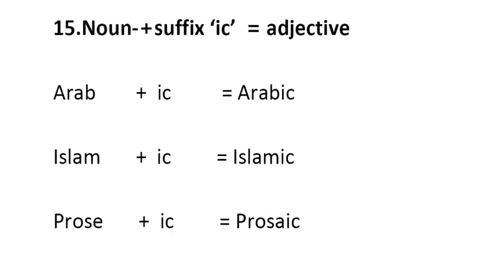Next, rule 15 says with noun you add suffix ic, then it becomes adjective. Like Arab, if you add suffix ic with this, then it becomes Arabic, Islam, Islamic, prose, prosaic. So rule 15 simply says suffix ic is to be added with noun and it becomes adjective. Arab, Arabic, Islam, Islamic, prose, prosaic.